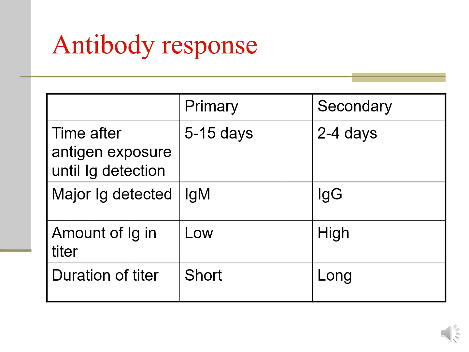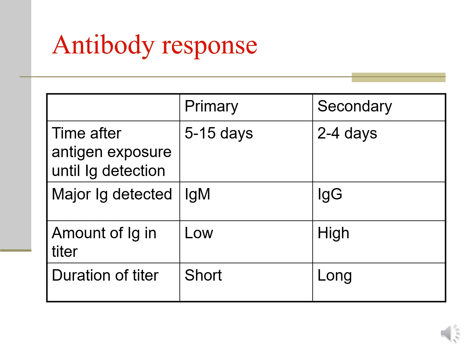So here I've compared primary antibody response to secondary antibody response. The time after antigen exposure until immunoglobulin is detected in serum happens about 5 to 15 days later in a primary response and happens a little bit quicker in a secondary antibody response, and that's because of that anamnestic response. The major immunoglobulin detected in a primary response is IgM. The major antibody detected in a secondary response is IgG.